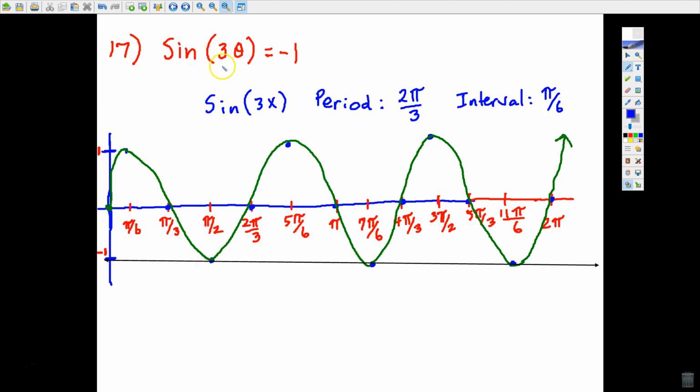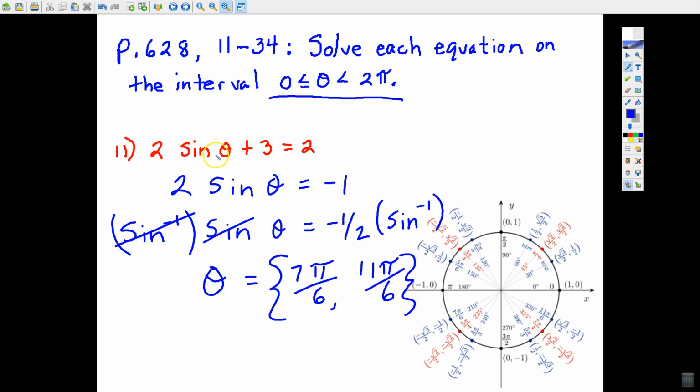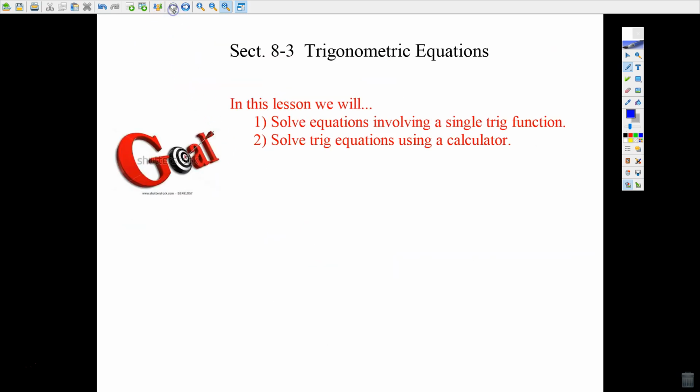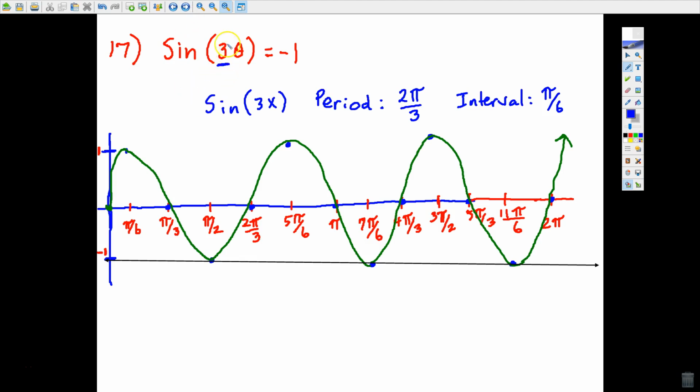When you see these equations where there's a number being multiplied times theta, if you notice, that hasn't happened yet. I haven't had a number in front of theta with any of these previous examples. So when there's a number in front of theta, the process changes quite a bit.